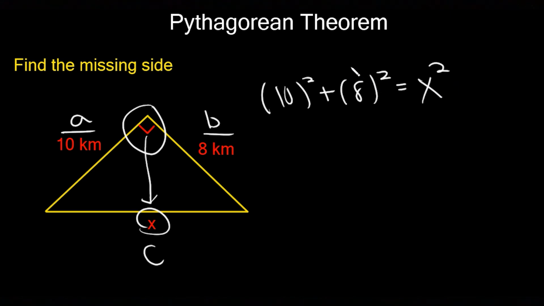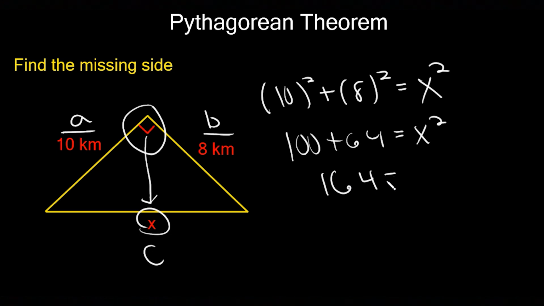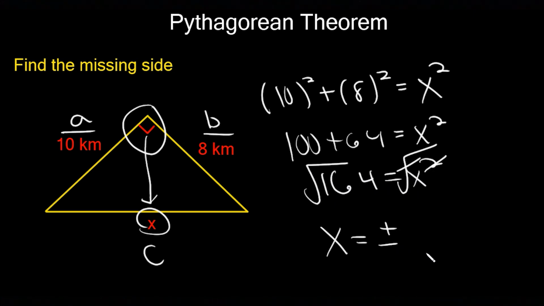What do I do from here? Well, now I simplify it down. Here I'll get 100. Here I'll get 64 equal to x squared. Now I combine, I get 164 equal to x squared. And how do I get rid of this exponent of 2? Well, you have to take the square root on both sides. So when you do that, you're going to take the square root here and square root here. This will cancel out the exponent. I'm going to be left with x is equal to plus or minus the square root of 164.